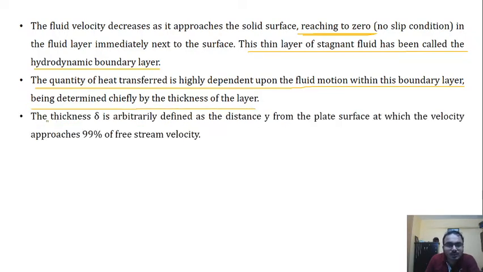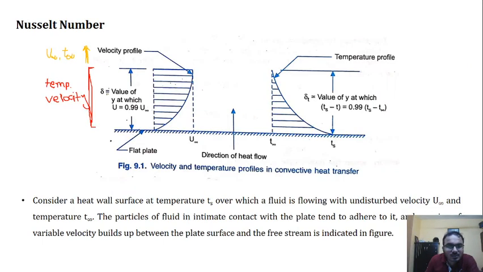The thickness of the layer, delta, is arbitrarily defined as the distance y from the plate surface at which the velocity approaches 99% of the stream velocity. If you go back and see, this formula is written over here for the hydrodynamic thickness: delta is the value of y at which capital U is equal to 0.99 of U infinity. That is the criterion on which we are defining the hydrodynamic boundary layer.